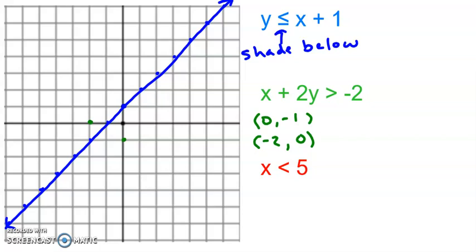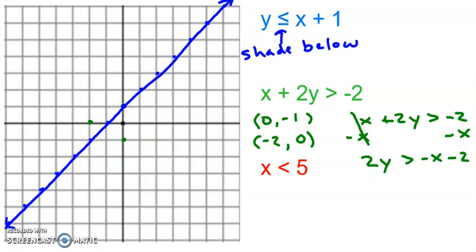But let's say I want to convert this to slope-intercept. So let me just quickly do that. I know that I have to get y by itself. I'm going to subtract x to get that x term over to the right side. So now I only have the y term on the left side, and I want to put the x term first because I want it in slope-intercept form like my blue inequality.